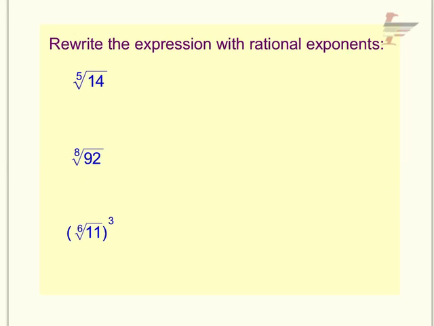So as we start to first learn about the different notations, they just ask us to rewrite between the two notations. So this first one, the fifth root of 14, that's the same thing as saying 14 raised to the 1/5 power. Whatever the root is has to end up in the bottom of a fraction right there in your exponent. The next one, 92 raised to the 1/8 power.